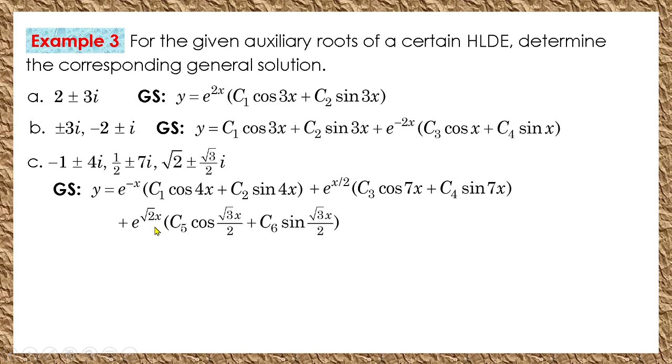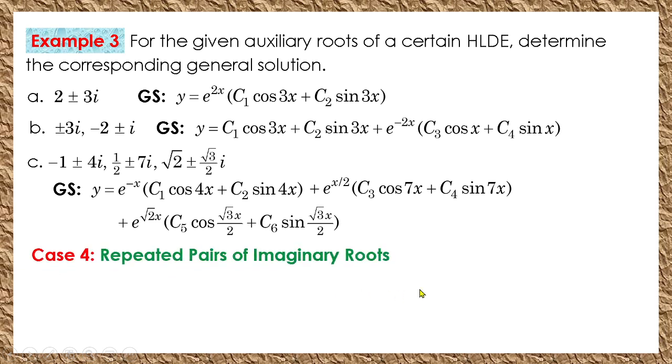Then, e to the square root of 2 x, times C sub 5 cosine of square root of 3 over 2 of x plus C sub 6 sine of square root of 3 over 2 of x. Okay? Yan. What about case 4? Ang case 4, extension lang yan ng case 3. Na-repeat naman yung bawat pair ng imaginary roots. Halimbawa, 2 plus or minus 3i, plus meron uling 2 plus or minus 3i. Na-repeat.